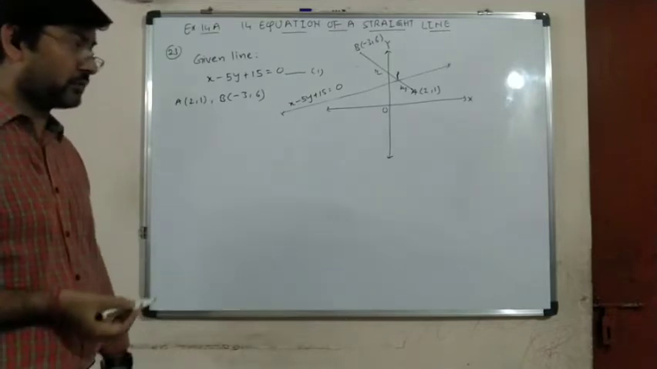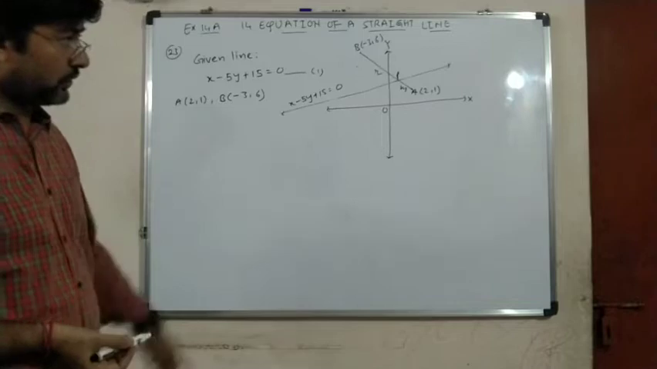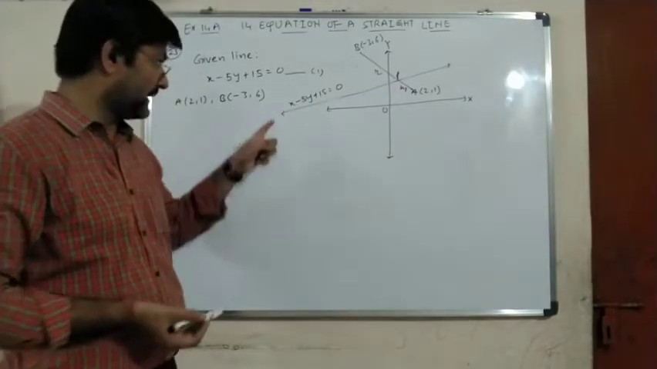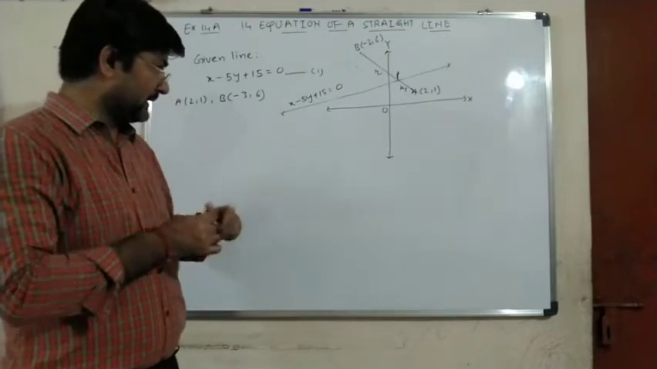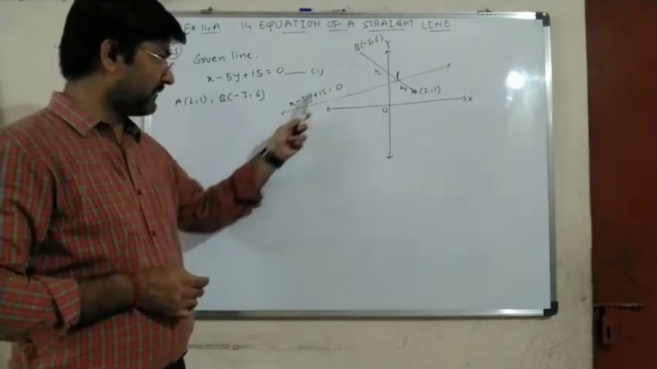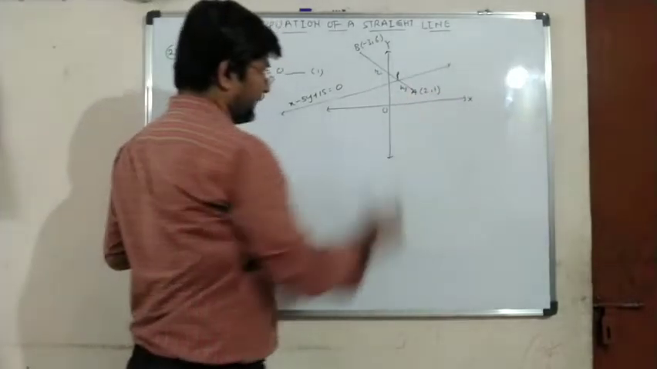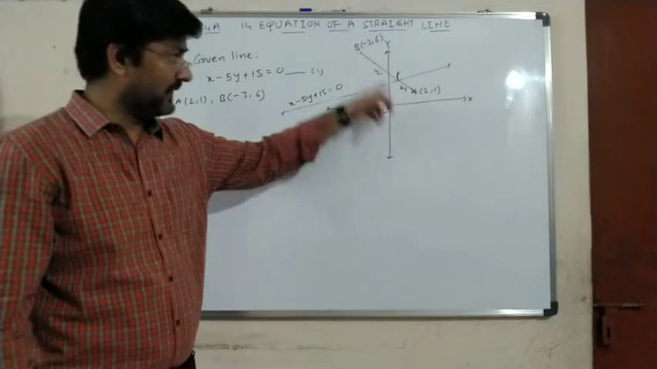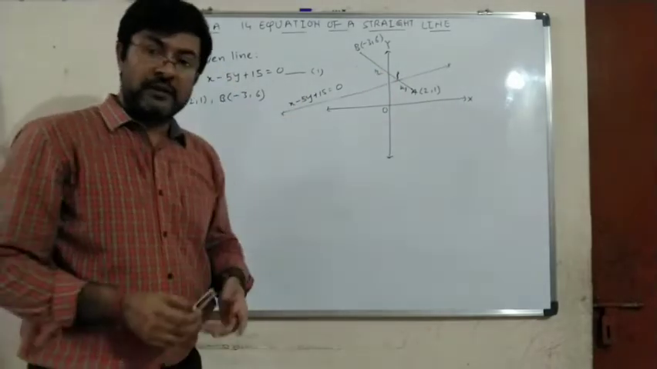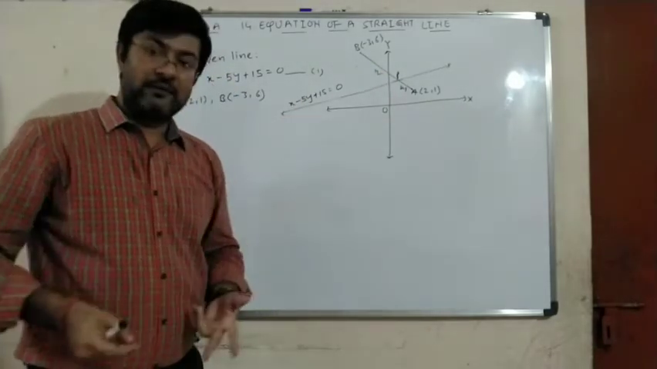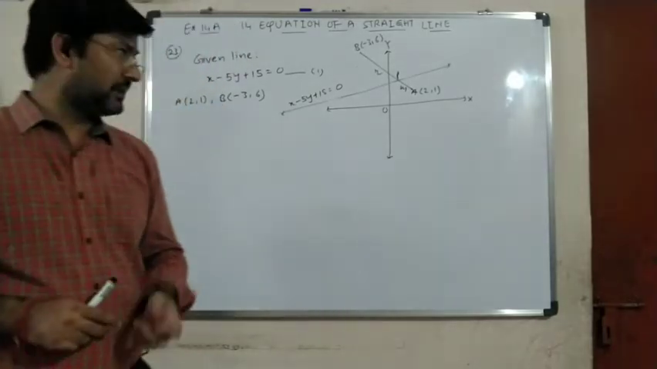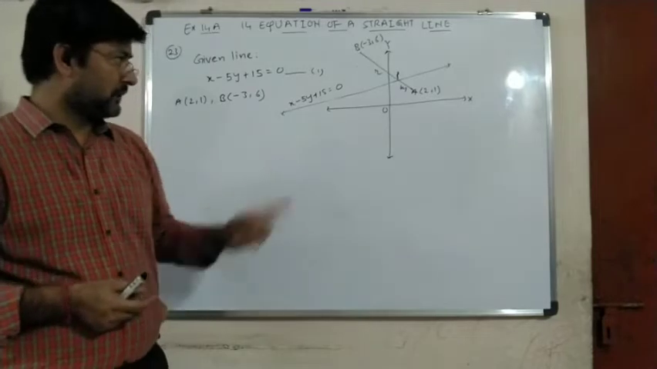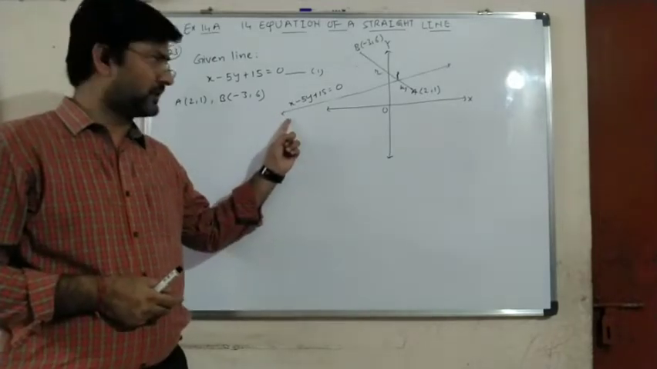Now how will you find out the coordinates of point P? Point P is a point of intersection of 2 lines. Which are those 2 lines? One is the given line, that is x minus 5y plus 15, and the other is the line containing AB, so we can name that line as line AB. If you are given the equations of the 2 lines, then we can easily find the point of intersection by solving the 2 equations. But here you are given only one equation.